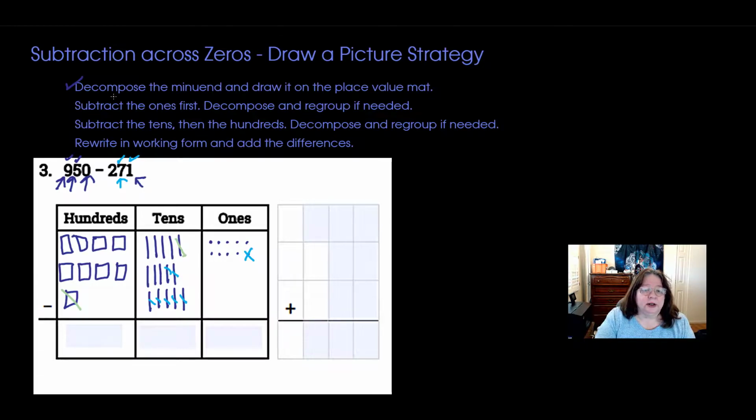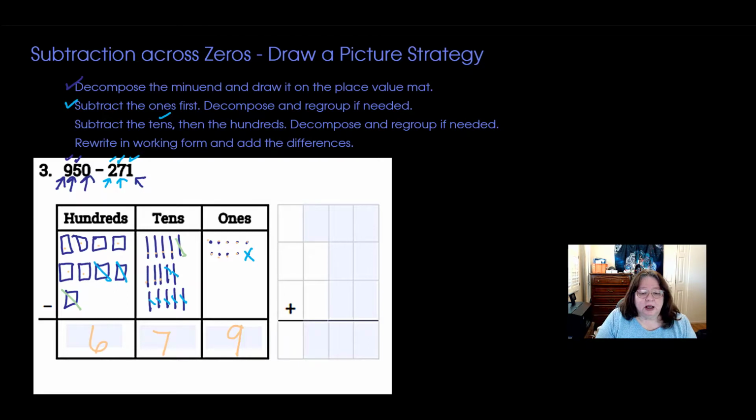Now let's look at our hundreds. Let's go back here. We subtracted the ones first. We subtracted the tens. Now we need to subtract hundreds. How many hundreds do we need to subtract? 2. 1, 2. We have subtracted everything. Now we count up what's left. Count with me. 1, 2, 3, 4, 5, 6, 7, 8, 9. There are 9 ones. Let's count the tens. 1, 2, 3, 4, 5, 6, 7. 7 tens. We don't count anything that's crossed out. How many hundreds? 1, 2, 3, 4, 5, 6.